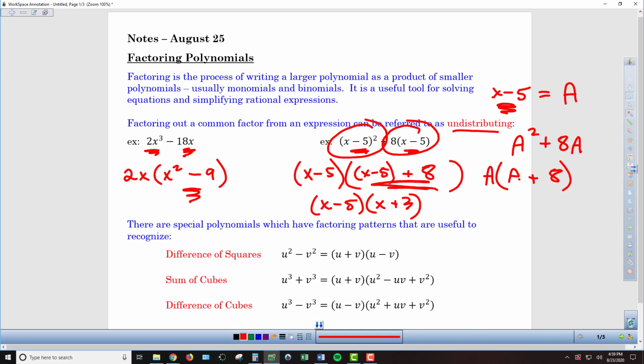If that was a little bit difficult, you'll see a couple of those in the homework. I'll also make sure that we look at those in our future warm-ups as well.